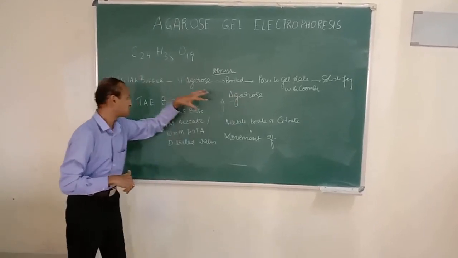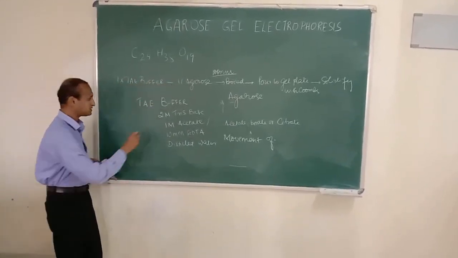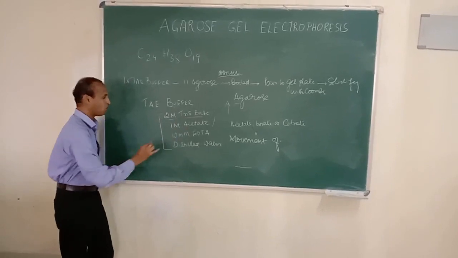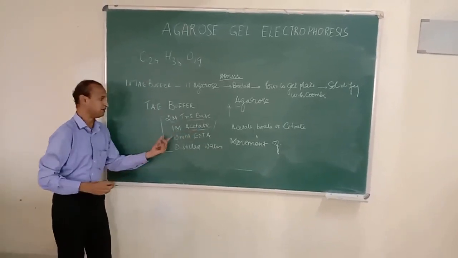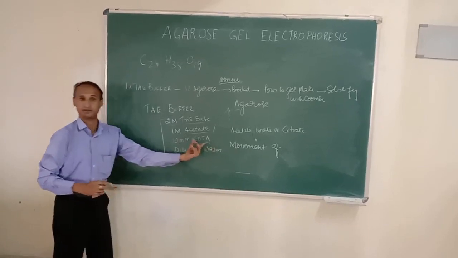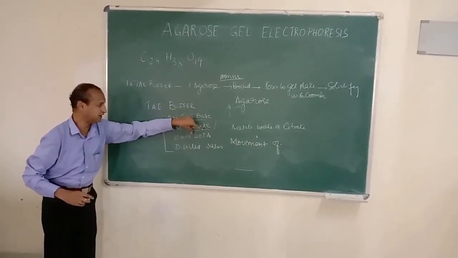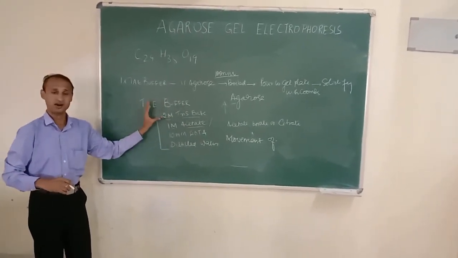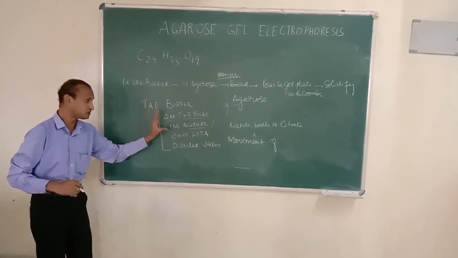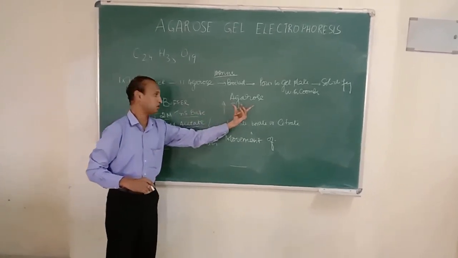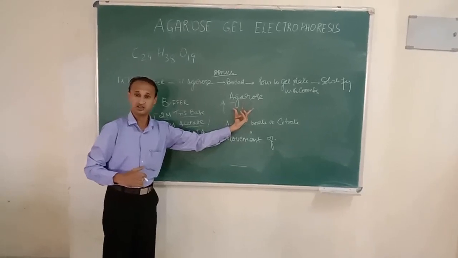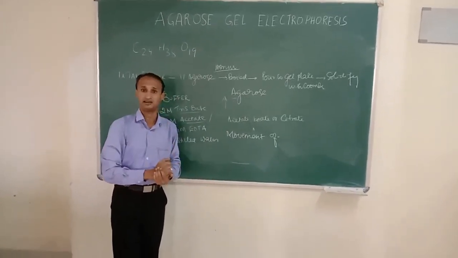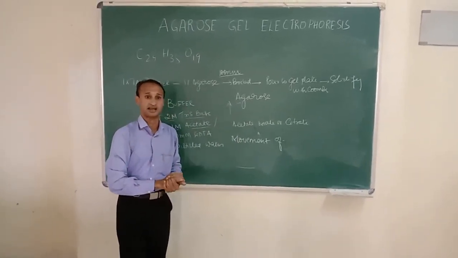The principal components present in the TAE buffer include 2 molar Tris base, 1 molar acetate, 10 millimolar EDTA and distilled water. Tris base, acetate, EDTA and distilled water are the components we use for the preparation of TAE buffer. Once the TAE buffer is prepared, this buffer is used for preparing the agarose gel. We will see how exactly the agarose gel can be prepared, how we can load the sample into it, and how we can detect the nucleic acid from the agarose gel.